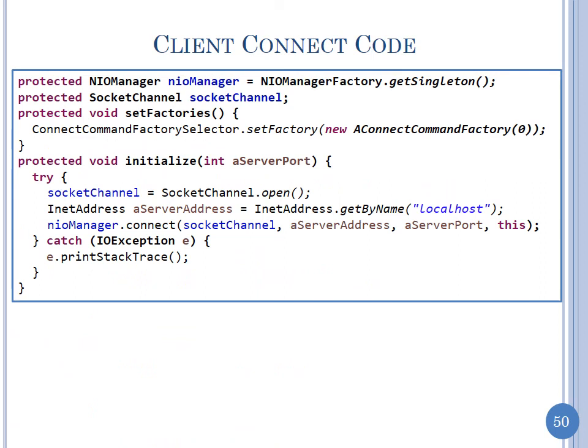So let's now look at the connect code. This is what we had to write. Again, we get access to the same NIO manager. We have selectors for connect commands also, and they also take interest ops in the constructors, and we pass the interest op of 0 here.